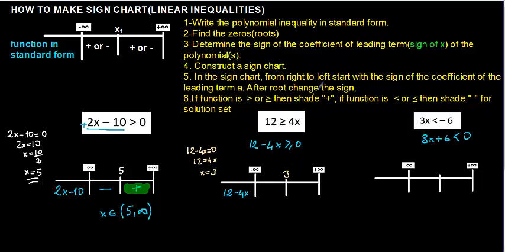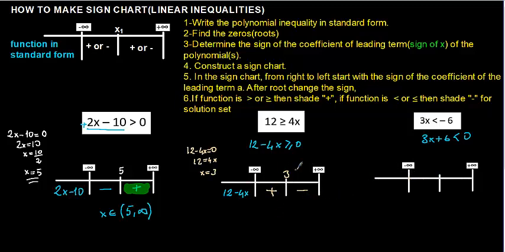Then I'm going to define the sign of the leading coefficient. The leading coefficient here with respect to power is minus 4. So the sign of it is minus. Between 3 to infinity, this is the first interval, it starts with minus. This is the second interval. After the root, I'm going to change the sign. It's going to be plus.